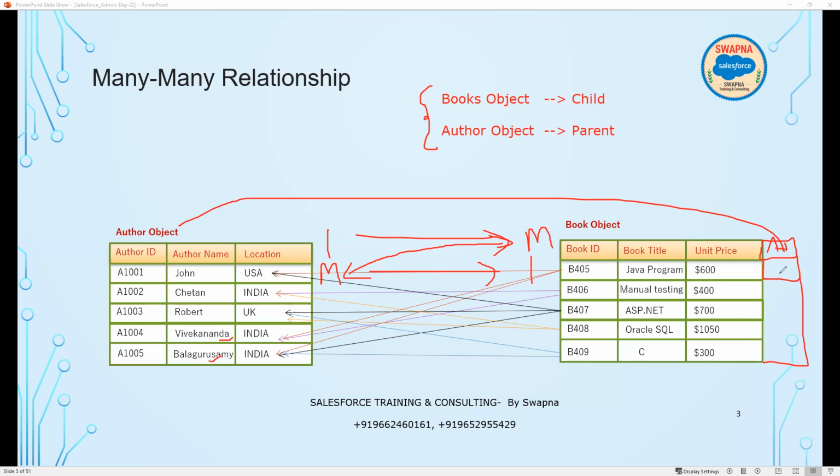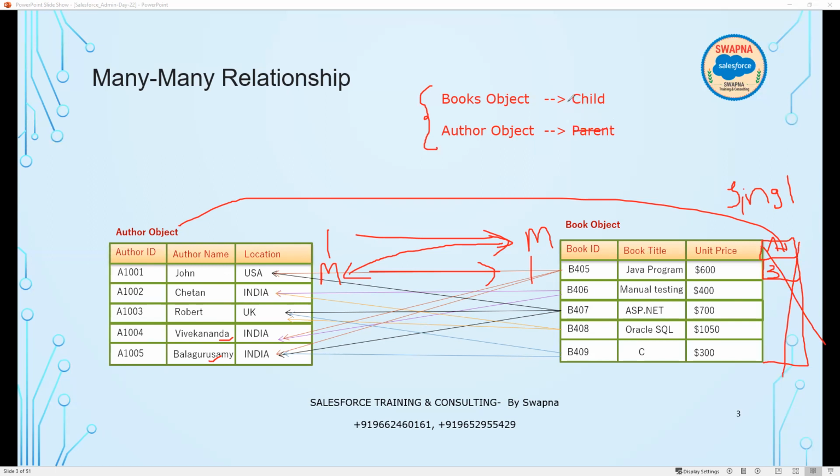whenever we create a lookup relationship, I can link only one record. I cannot link three members' records here because the concept in Salesforce is single parenting. It's not multiple parenting, right? So in this case, for the Java program, I have multiple parent records. But lookup and master-detail do not allow multiple parent linking. I can link only a single parent. So this does not work.